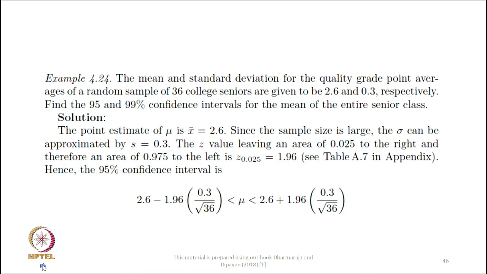Let us consider this example. The mean and standard deviation for the quality grade point average of a random sample of 36 college seniors are given to be 2.6 and 0.3 respectively. That means the mean value is 2.6, the standard deviation is 0.3 and the sample size is 36. So, the question is to find 95 as well as 99% confidence intervals for the mean of the entire senior class.